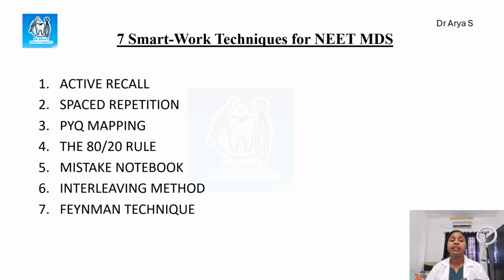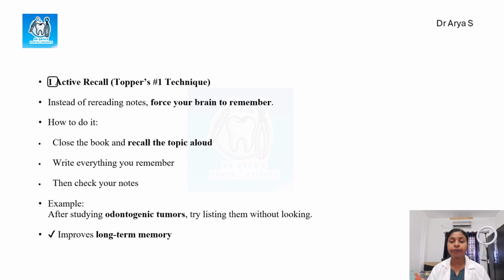And finally, 7 smart work techniques for NEET MDS. That is 7 main tips. Okay, first one is active recall. Second one is spaced repetition. Third one is past year questions mapping. Fourth one is the 80-20 rule. Then fifth, mistake notebook. Sixth one is the interleaving method. And seventh one is the Feynman technique. So these are the 7 smart work techniques for NEET MDS. So let's discuss one by one.